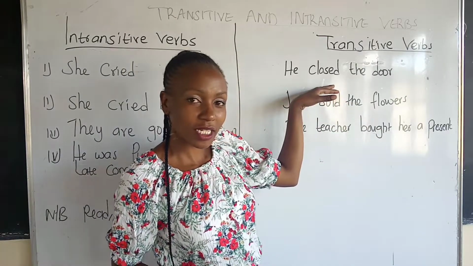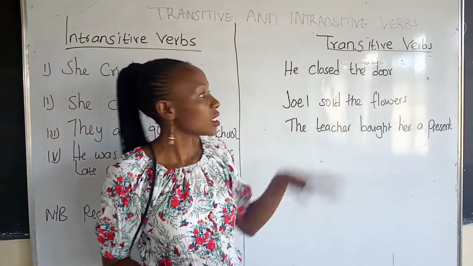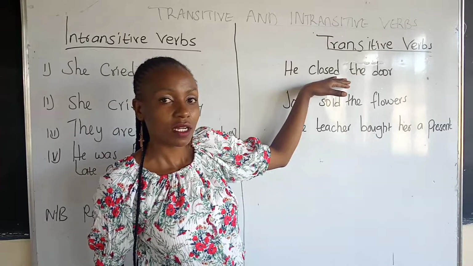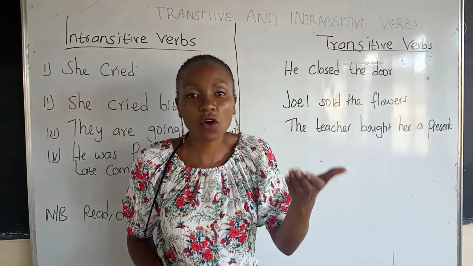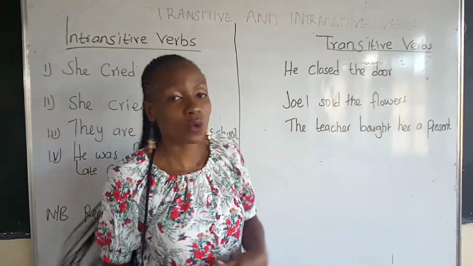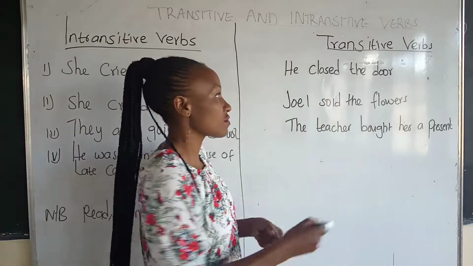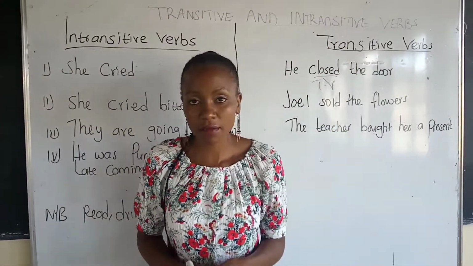For example, he closed the door. He is the subject, closed is the verb, the action. But then we have the object, yes, because the object is the receiver of the action. He closed what? The door. It has a direct object. So this verb close is a transitive verb.